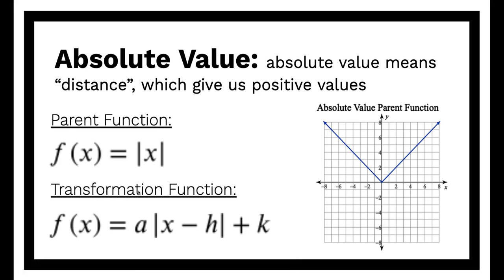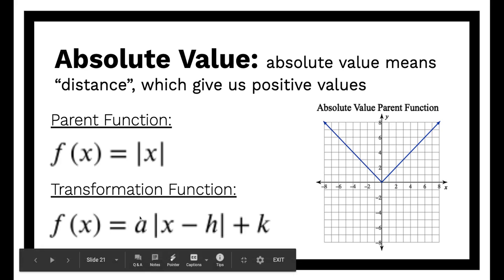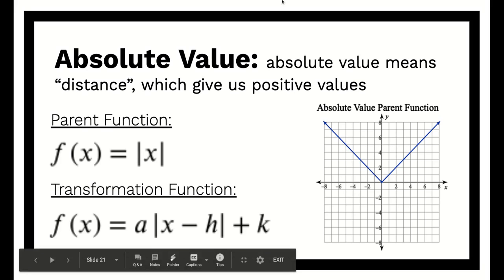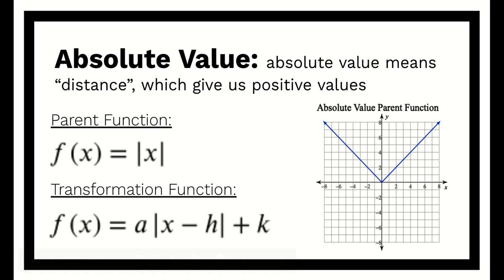And for my transformations, I have that coefficient of a outside the absolute value. The h is inside those grouping symbols, those absolute value symbols, and the k is at the end being added or subtracted. So we can look at the graph of the absolute value function. That a value, again, is going to make it skinnier or a little bit flatter. Negative is going to reflect me across that axis.